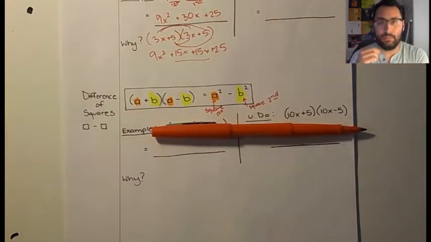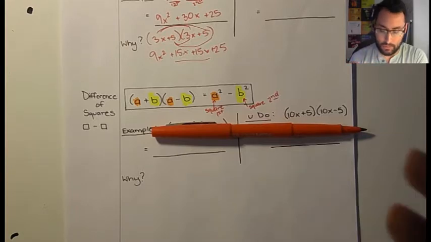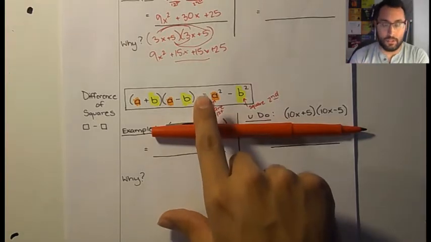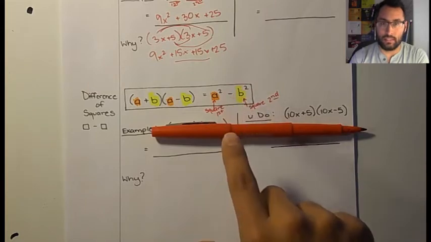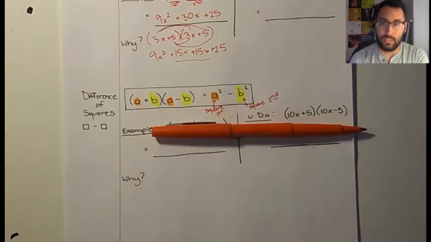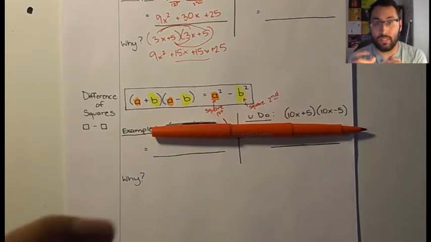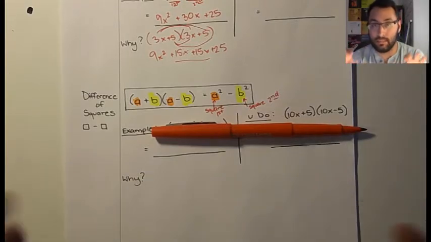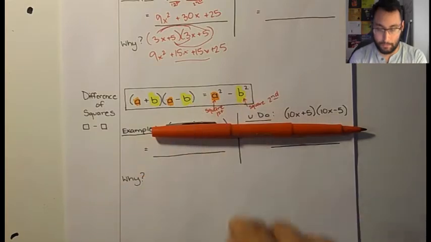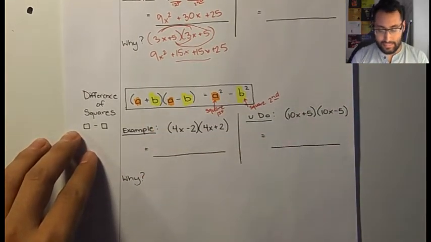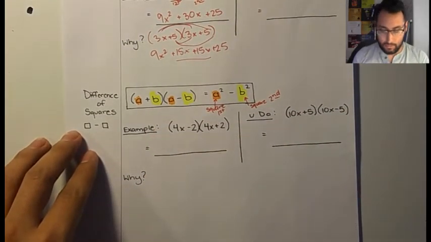Now, it's very simple here in that we don't have to double distribute. We just square the first term, square the second term, and slap a minus sign in between. Just a simple process, right? Difference of squares, it's in the name. Difference means subtract, squares, we have squares over here. So our example is 4x minus 2 and 4x plus 2.